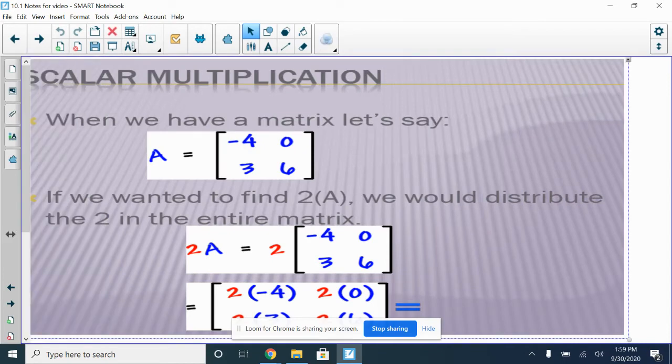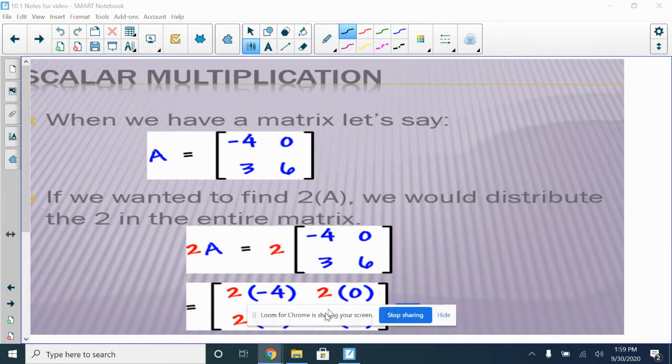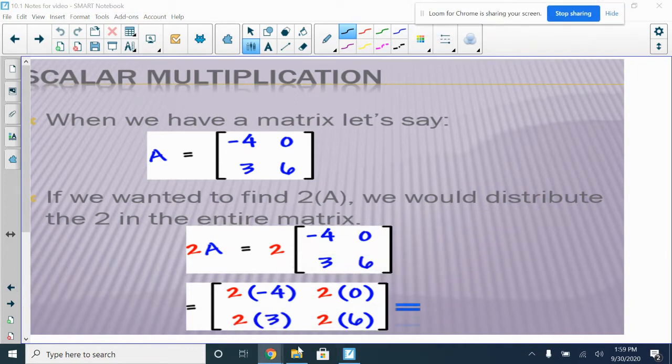So scalar multiplication. When we have a matrix, let's say this matrix A here, and we wanted to find 2 times matrix A, we're going to multiply the entire matrix by the scalar of 2. 2 is our scalar. We would distribute the 2 into the entire matrix.